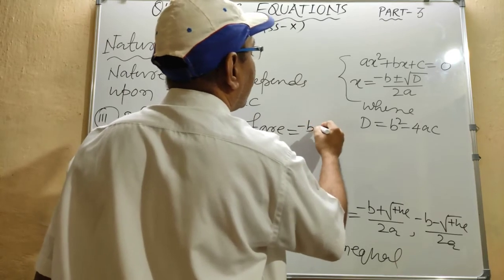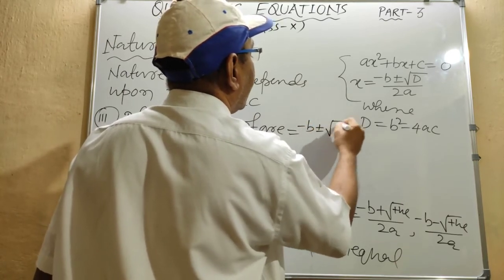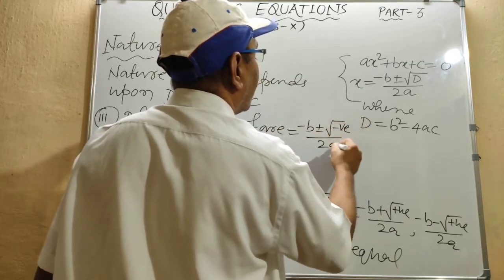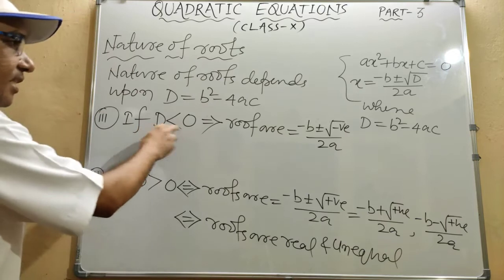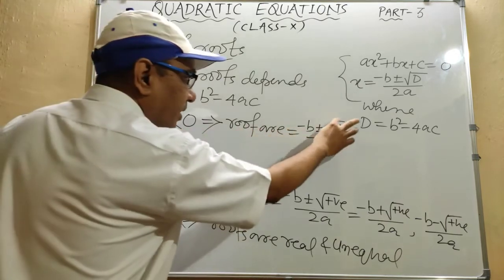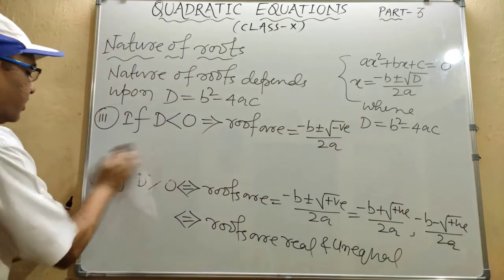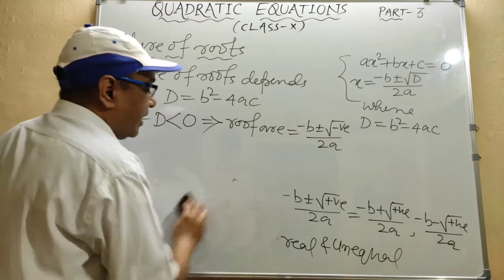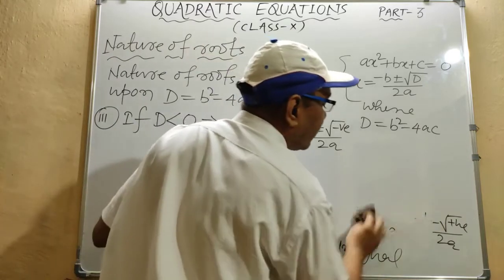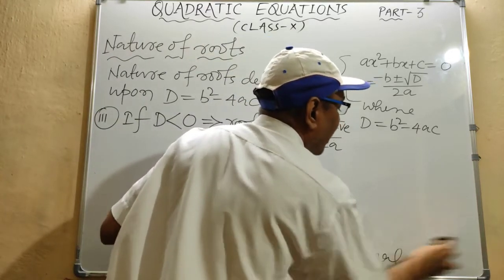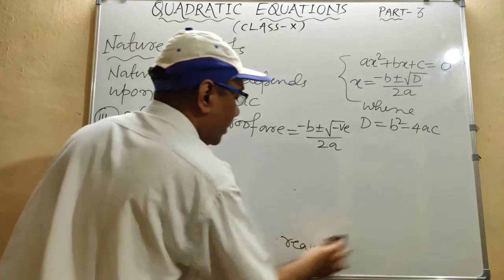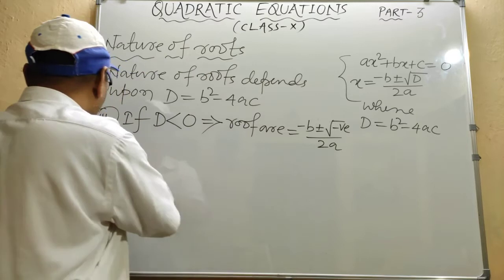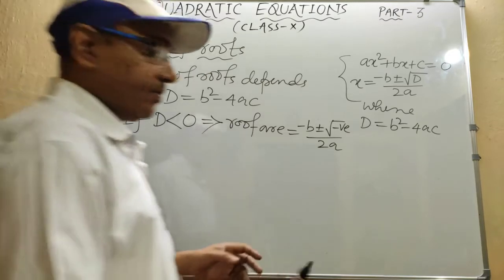Minus b plus minus root D, here D is negative, a negative quantity, by 2a. This will be the roots. D is negative means in place of D something negative. When a negative quantity is inside the root, its value is not real. अगर रूट के अंदर माइनस साइन है तो उसका वैल्यू कोई रियल नहीं होता है.